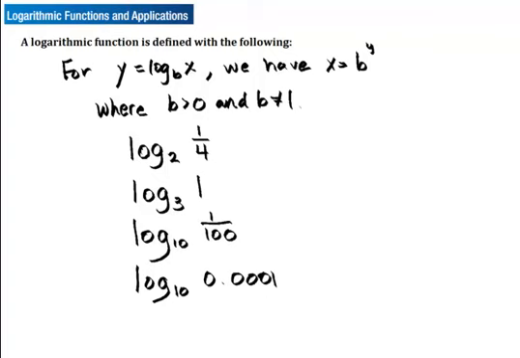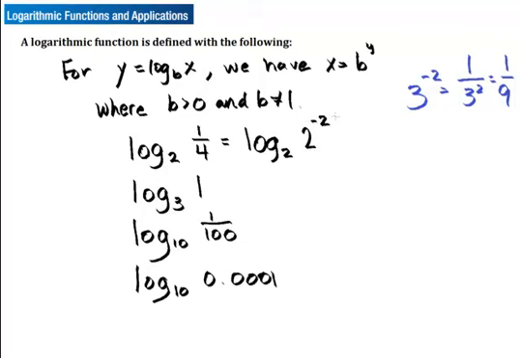So if you'll remember, let me go back and do a little side work here. Remember that 3 to the negative 2 is the same thing as saying 1 over 3 squared, or 1 over 9. If I remember that, that makes these a little easier. So 2 to what power is 1 over 4? Well, that would be the same as saying log base 2 of 2 to the minus 2, because 2 to the minus 2 is 1/4. So this exponent is negative 2.